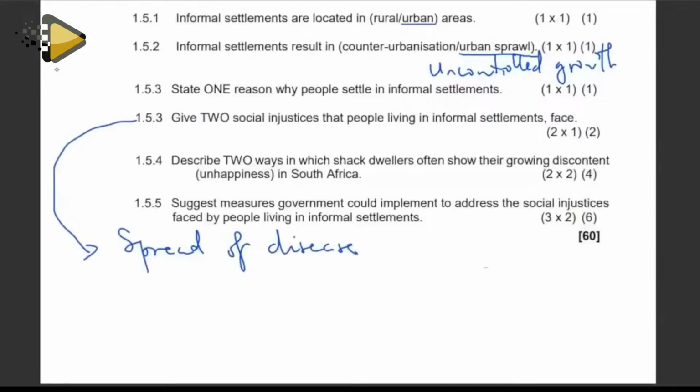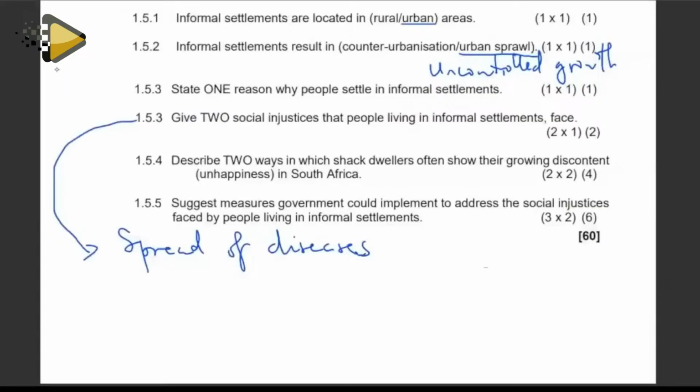Because of the conditions in the informal settlements, some of the conditions are unsanitary, they are unhealthy, that facilitate the spread of diseases. And also because of the level of population in the informal settlements, contagious diseases are likely to spread fast because people are crowded.